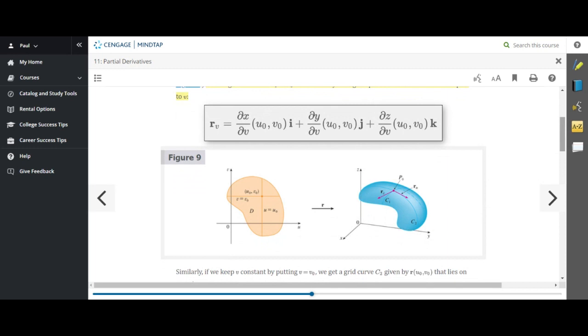So the r sub v is the tangent vector to the curve C1.